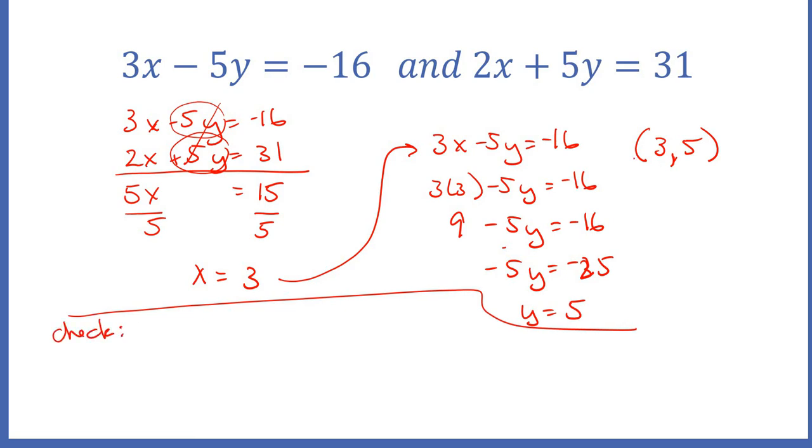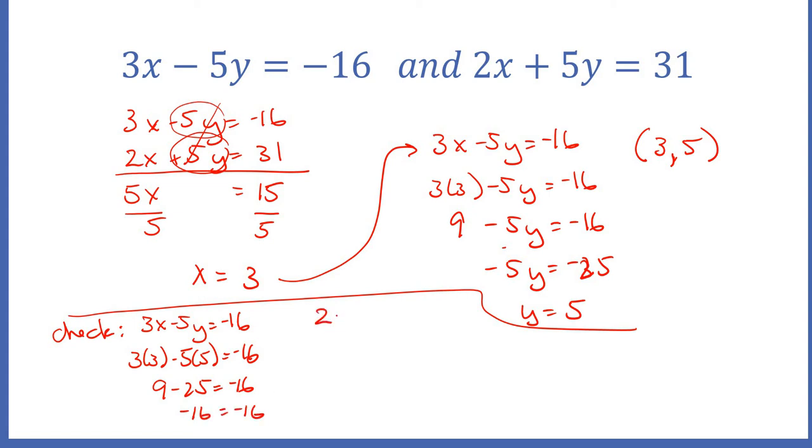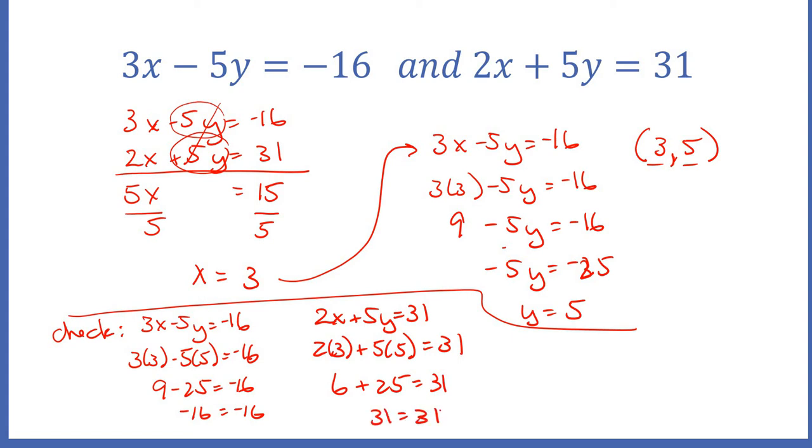It's always a good idea to check your solution. So if I check this back into both equations, 3x minus 5y equals negative 16, putting in 3 for x and 5 for y, I will get 9 minus 25 equals negative 16, so that one works. Checking the other equation, and again putting in 3 for x and 5 for y, I get 6 plus 25 equals 31, and that's true as well.